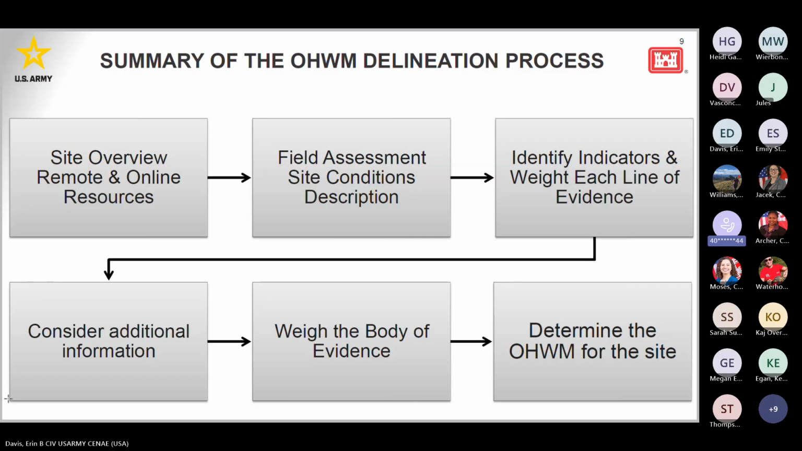Then you identify indicators. And so this is going on site and identifying shelving, debris. You're looking at each type of evidence that could point us in the direction of where the water line is when there are high flows. We consider additional information on site. We weigh the body of evidence on site to make a final determination for what we believe it is, or the ordinary high water mark is, for that matter. Next slide, please.